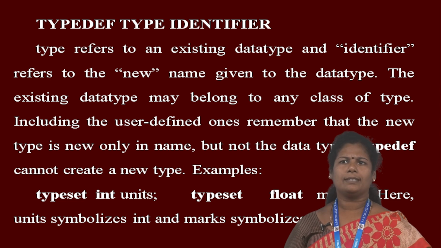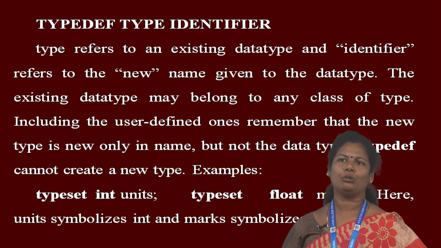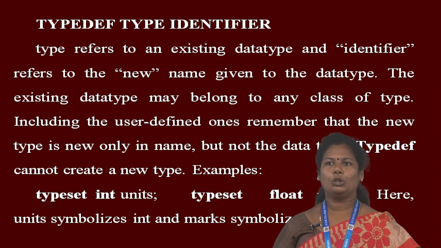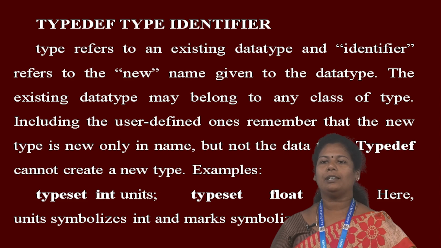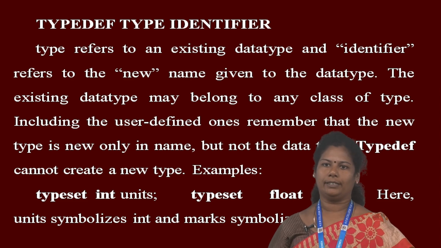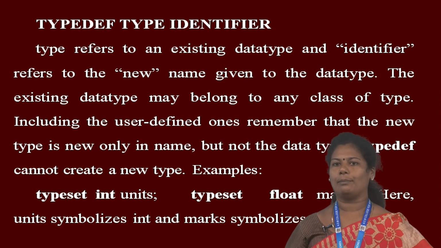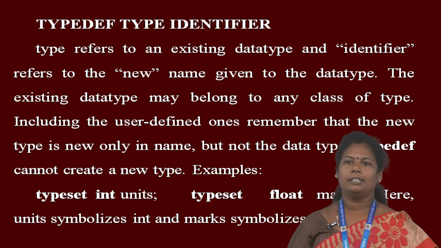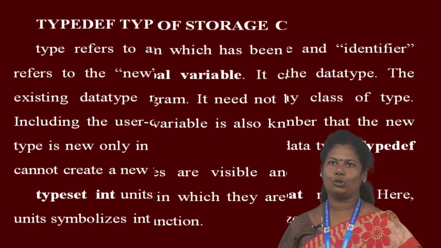Type refers to an existing data type and identifier refers to the new name given to the data type. The existing data type may belong to any class of type, including the user-defined ones. Remember that the new type is new only in name, but not the data type. Typedef cannot create a new type. Examples are typedef int units and typedef float marks. Here, units symbolizes int and marks symbolizes float.